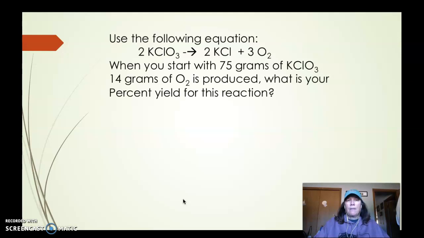All right. And then we also did percent yield. Okay, here I have an equation. We're going to break down potassium chlorate into potassium chloride and oxygen. All right. So decomposition.